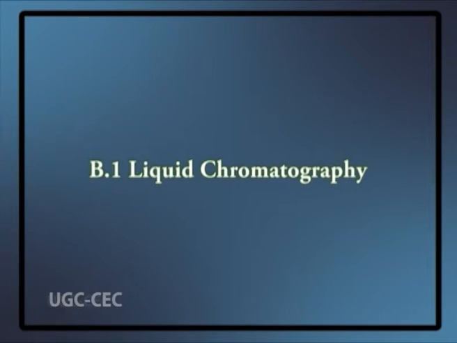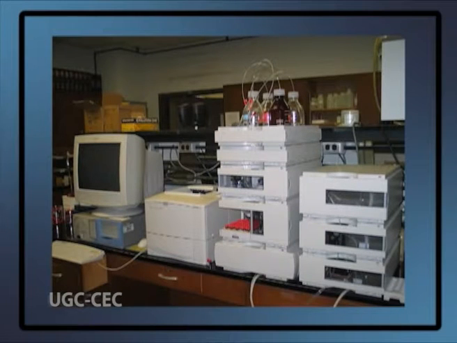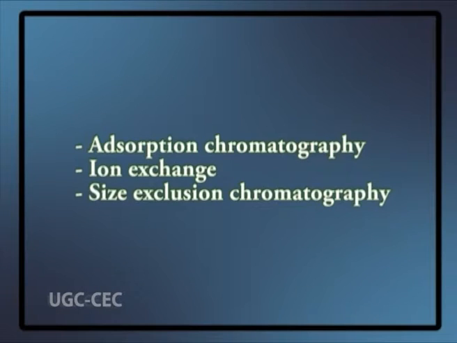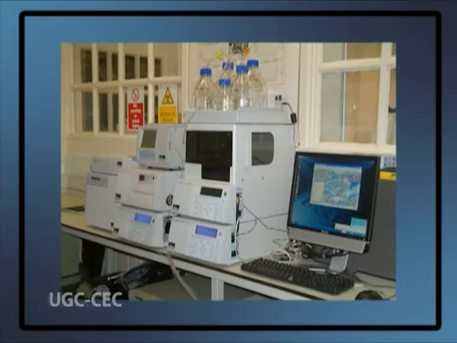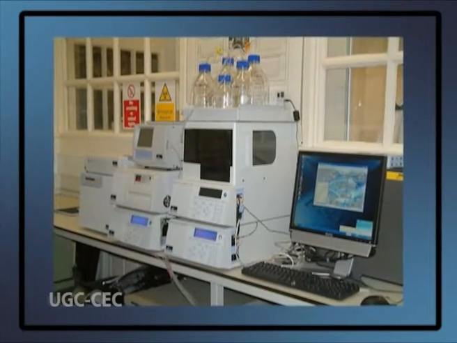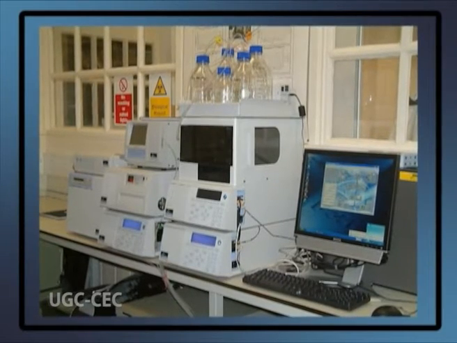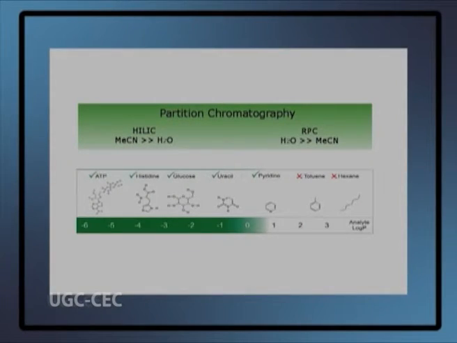B. Separation based on mobile phase. B1. Liquid chromatography. In liquid chromatography, the mobile phase is liquid. In case of separation by adsorption, the stationary phase is solid, so it is called liquid-solid chromatography. For example, adsorption chromatography, ion exchange and size exclusion chromatography. If separation occurs through partition, the stationary phase is liquid, so it is called liquid-liquid chromatography. For example, partition chromatography.